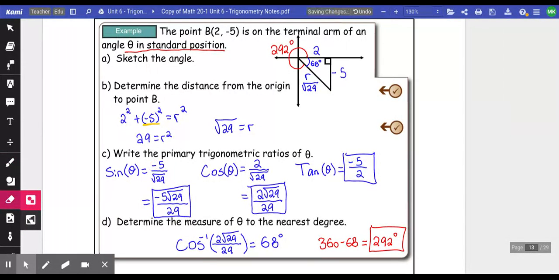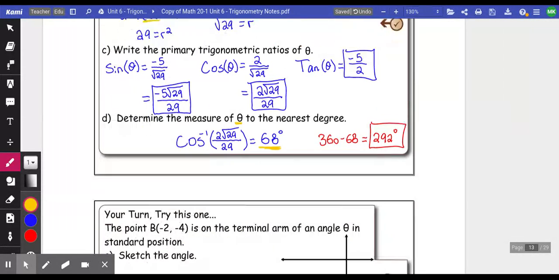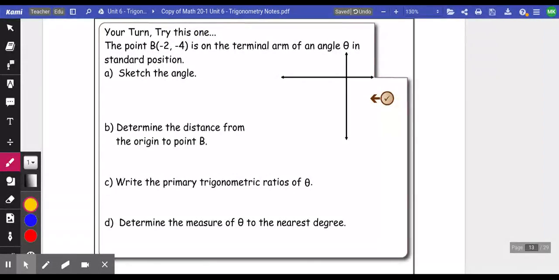When I did cos, it gives me this angle of 68 degrees. That 68 degrees is inside the triangle. The question then said, determine the measure of theta. Theta is in standard position, which is this red angle I've drawn on the outside. So I need to do 360 minus that 68 degrees to get 292. Awesome. You can try this one on your own.